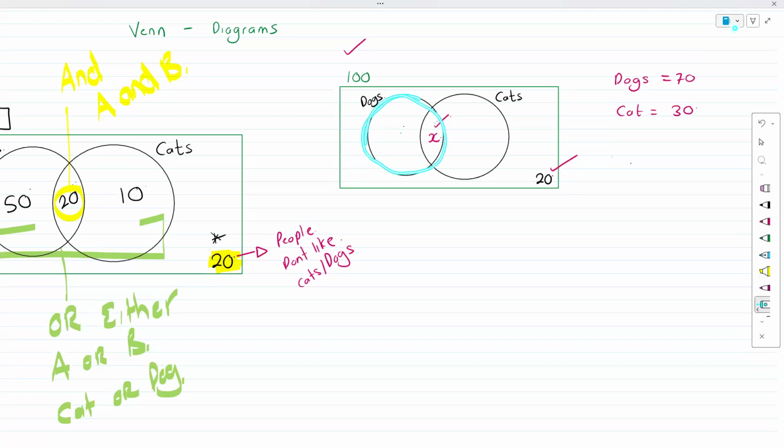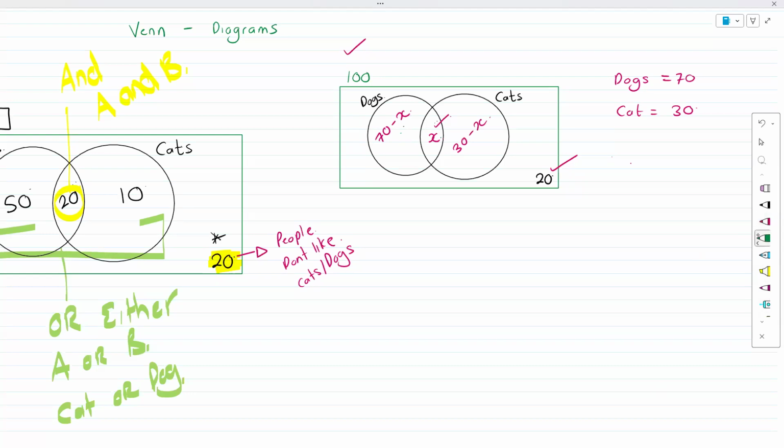70 people like dogs. So this is the dog circle. So this whole circle is 70 people. So this part will be 70 minus x because we don't know what dogs only is. And 30 people like cats. So 30 minus x, and that would be the cat circle because we don't know what cats only is. We know that people that like cats is 30.